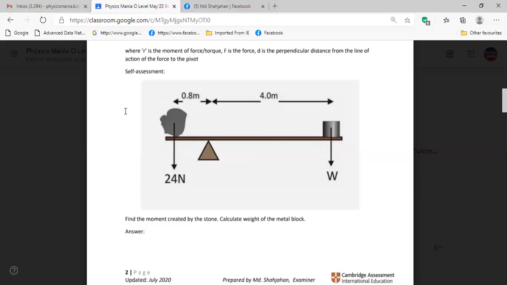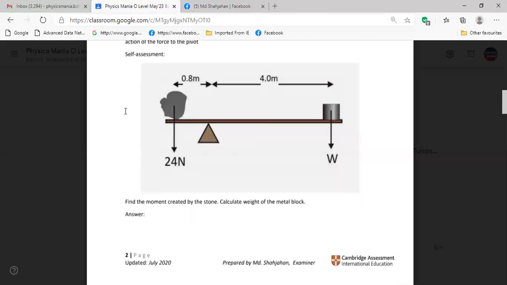So the answer is 4.8 newtons. 4.8 newtons, right? Yes. The weight of the metal block is 4.8 newtons.